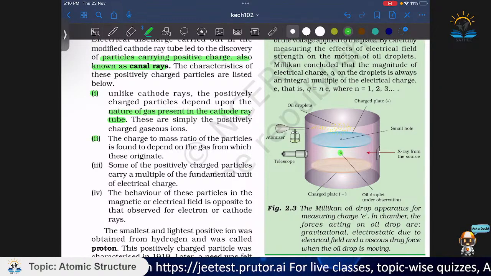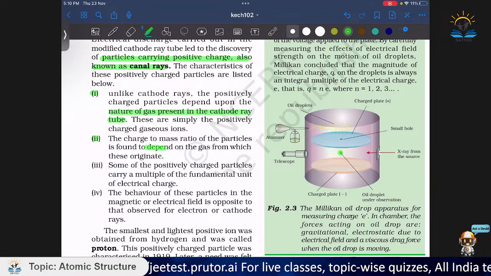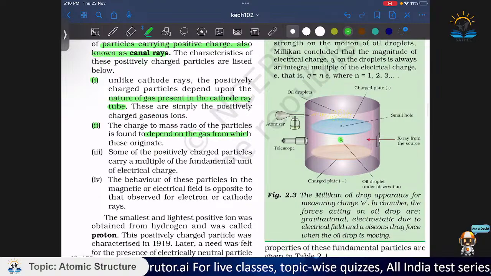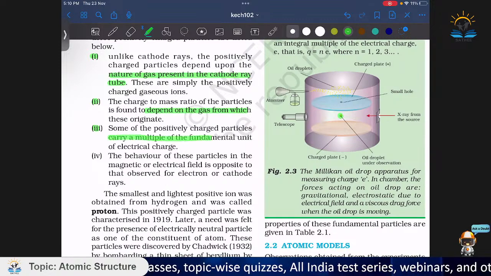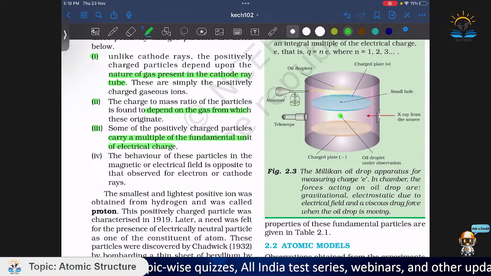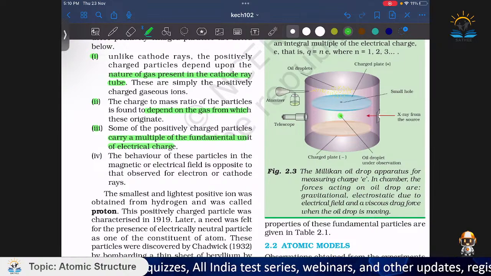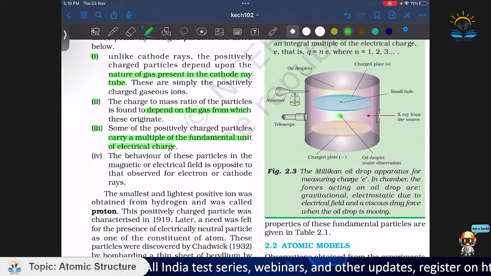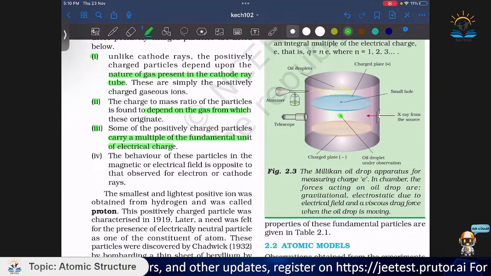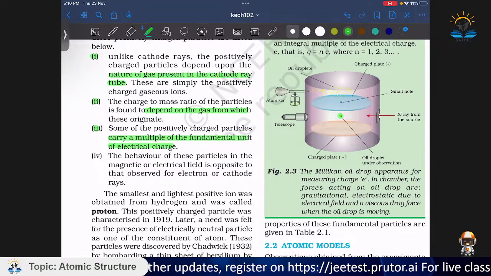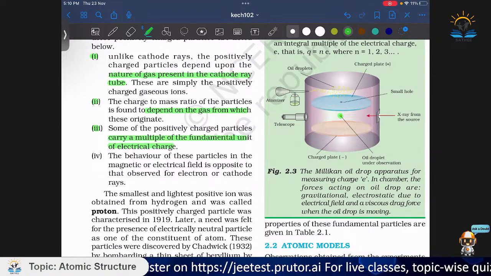Then the charge to mass ratio of these particles was found to depend on the gas in the cathode ray tube. Some of the positively charged particles carry a multiple of the fundamental unit of electrical charge. So the fundamental electrical charge which was present in the electron, these canal rays sometimes carried multiples of this fundamental charge. So basically what was happening is you evacuate the tube and fill it with a small amount of gas. You apply an electric field in order to observe canal rays.